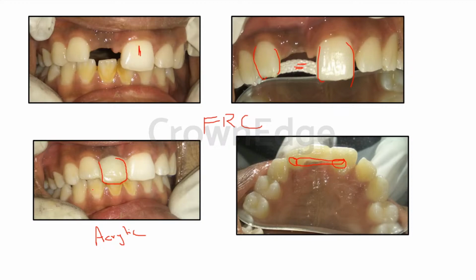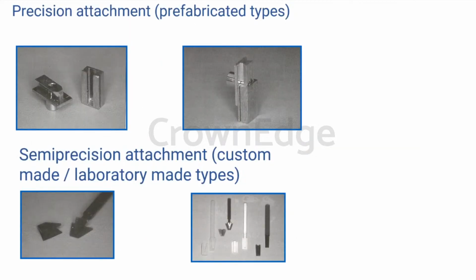With regards to your fiber reinforced bridge or treatment, you could be asked questions about these as well. What is a better or more conservative management? FRC is the best because we are not preparing even 0.1 millimeter of the tooth. So that is why FRC is a very good option. Precision and semi-precision is a slightly complicated topic. I don't want to go too much into detail with this. Just understand this.